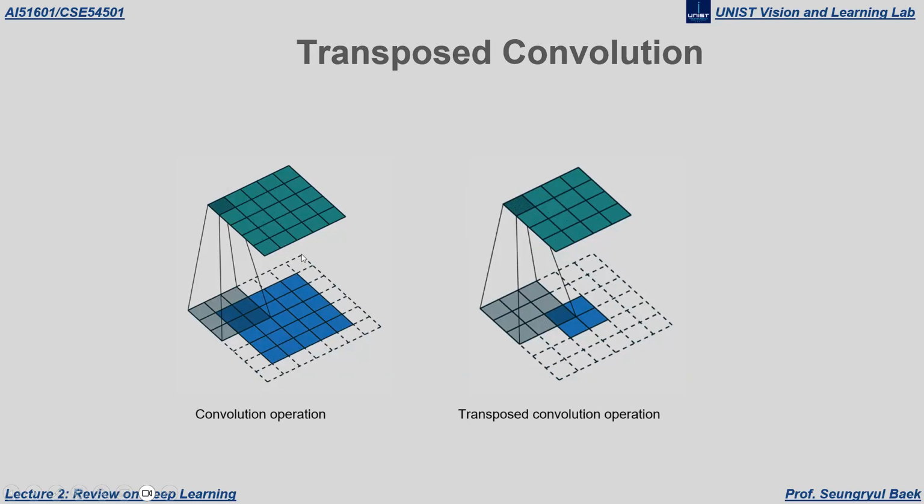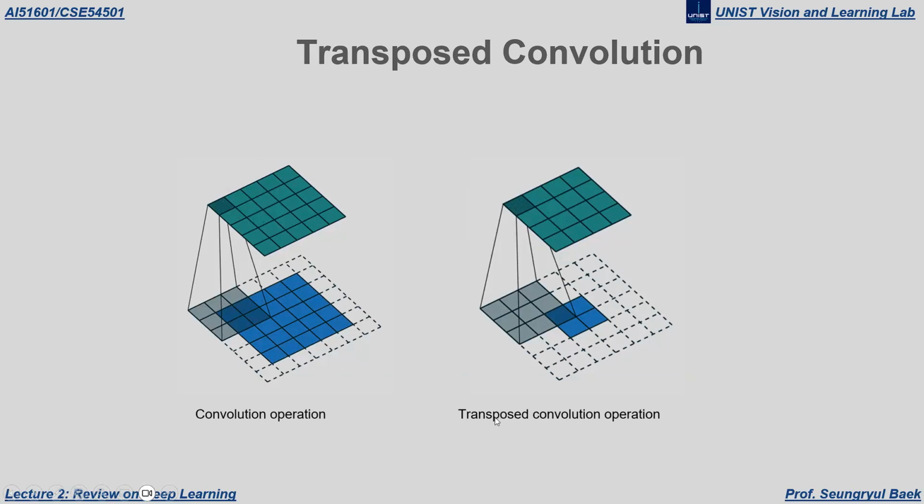Blue is the input image, green is the output image, and this gray is the filter corner. For the input image, this gray corner moves by 1 pixel, or by the stride. By applying element-wise multiplication between the filter values and image pixels, and adding them, we output 1 pixel of the output map, right? This is the convolution operation.